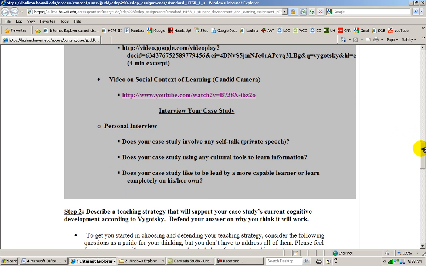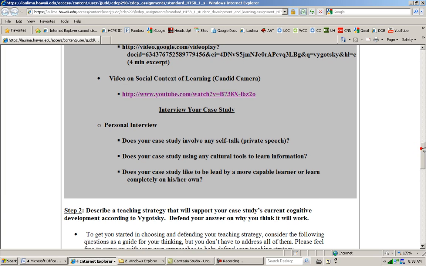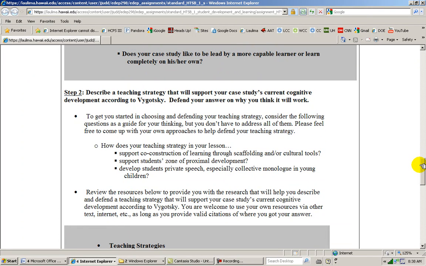And so you also want to interview your case study, whether they do any of the things that Vygotsky thought we do, like private speech, self-talk, do they use cultural tools, Facebook, PDAs, those kinds of things. And then you're going to describe a teaching strategy that will support your current cognitive development. So you want to think about, does your teaching strategy support co-construction of learning through scaffolding and other cultural tools? Does it support the student's zone of proximal development, meaning that is it within their zone?